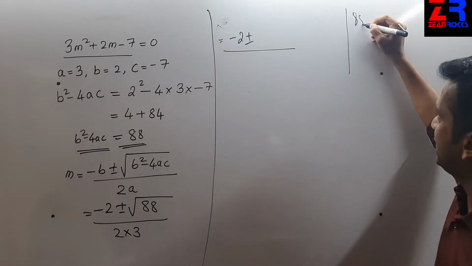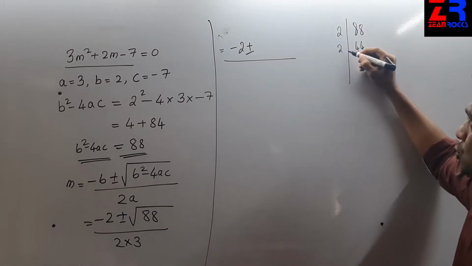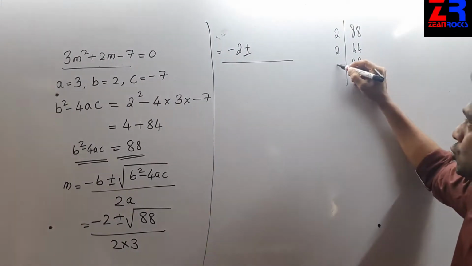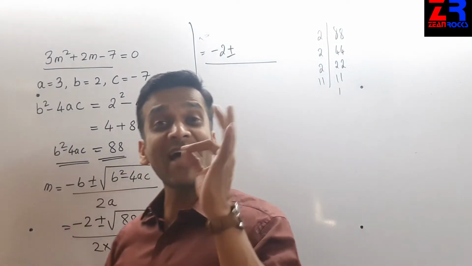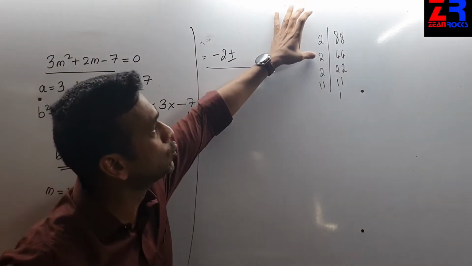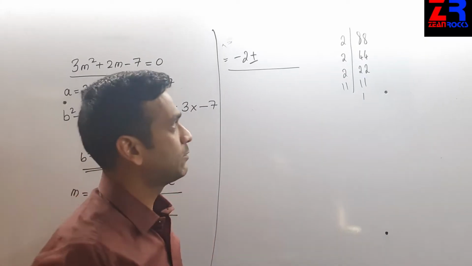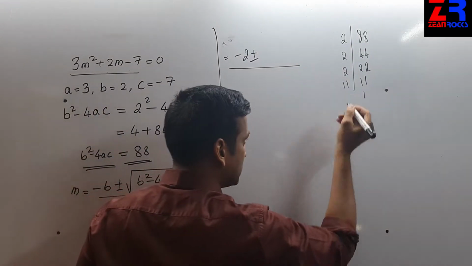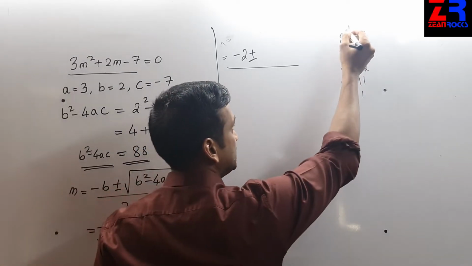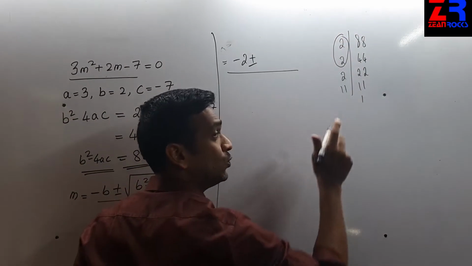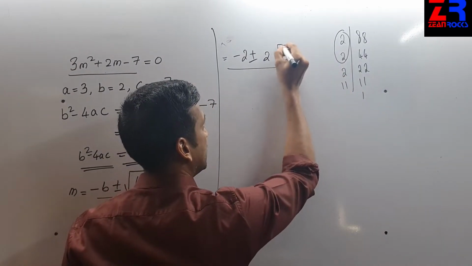88, factors of 88. 2 44s are, 2 22s are, 2 11s are, 11 1s are. These are the factors of 88. 2 into 2 into 2 into 11. These are the factors of 88. That means when we take the square root of 88, these two numbers will be written once and remaining numbers will be under the square root.